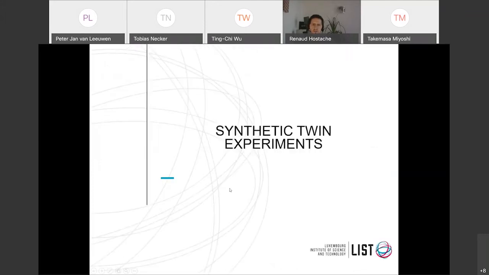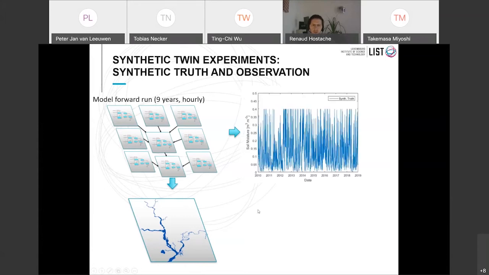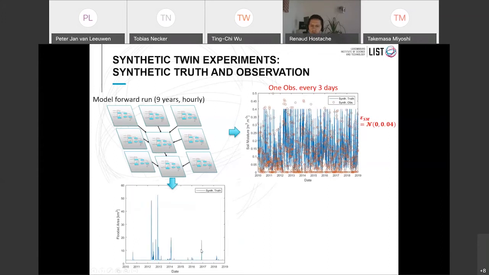So for the synthetic twin experiments, as usual, we first generate the truth. We make a forward run of the model using a priori parameter sets over 9 years. We generate, based on that, soil moisture and flood extent time series. You can see here an example for a given cell. And then we perturb the observations. We assume that we have one observation every 3 days for soil moisture, and we perturb them using Gaussian noise. We did the same for the flooded area.